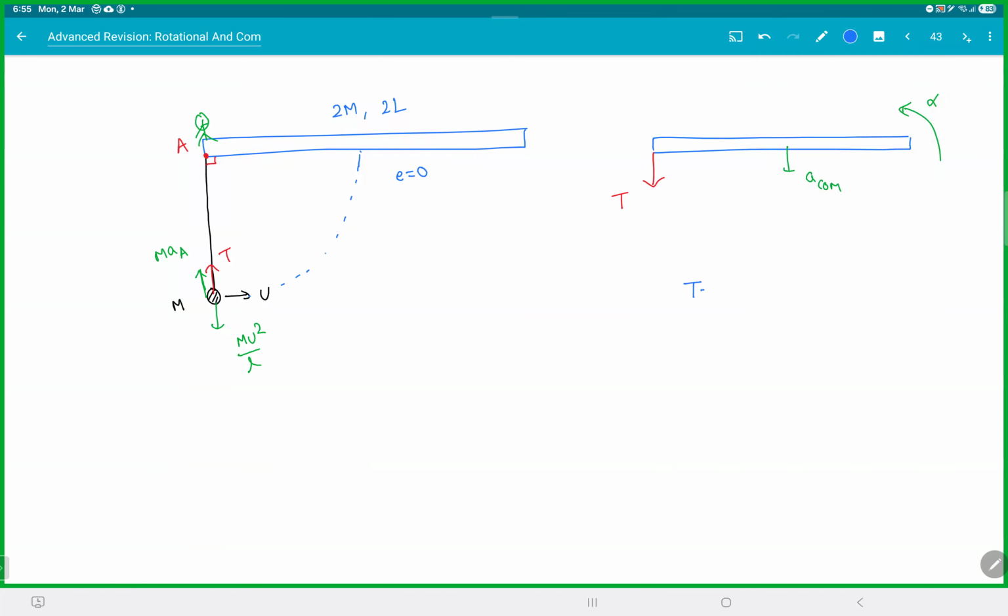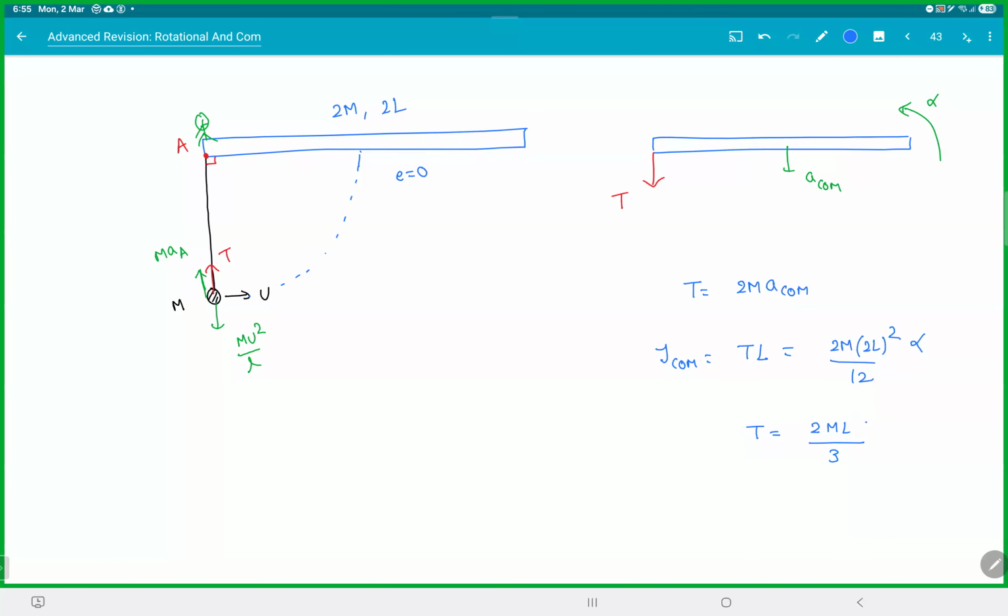So tension is equal to mass, 2m, into A center of mass. Then torque about the center of mass will be tension times L, since the length of the rod is 2L. So T into L is equal to I com, which is 2m (2L) whole square by 12, times alpha. So this will give me T is equal to 2mL square by 3 alpha. That's your tension there: 2mL alpha by 3.